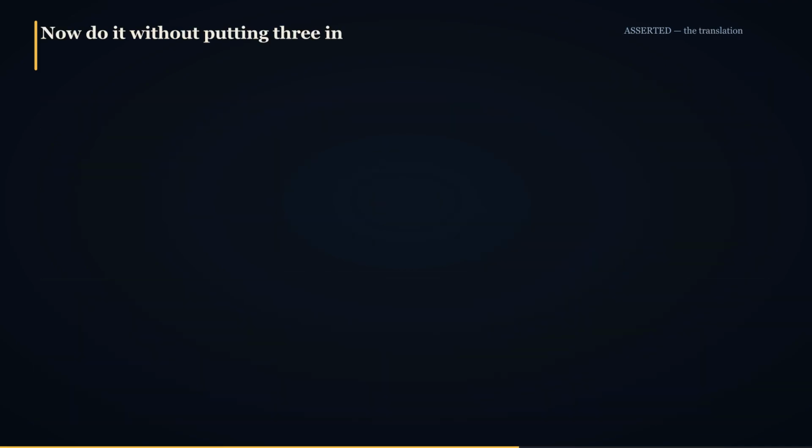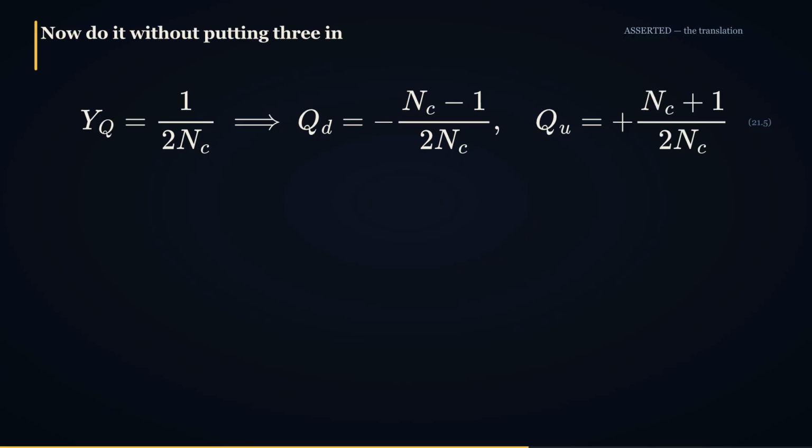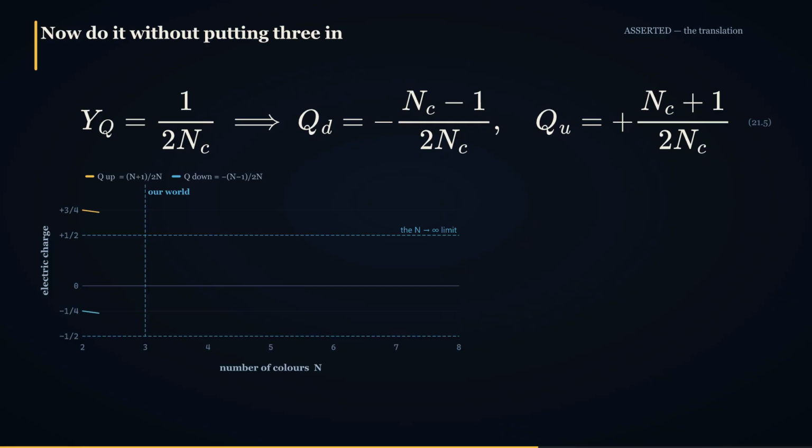There is one more thing hiding in the answer, and it is the best result in the chapter and also the most honest. Go back through the algebra, but do not put 3 colors in. Leave the number of colors as a symbol and carry it. The whole calculation goes through unchanged, and the quark hypercharge comes out as 1 over twice the number of colors. Push that through the charge relation, and you get the quark charges for any color count at all. Put 3 in, and out come minus a third and plus 2/3, exactly.